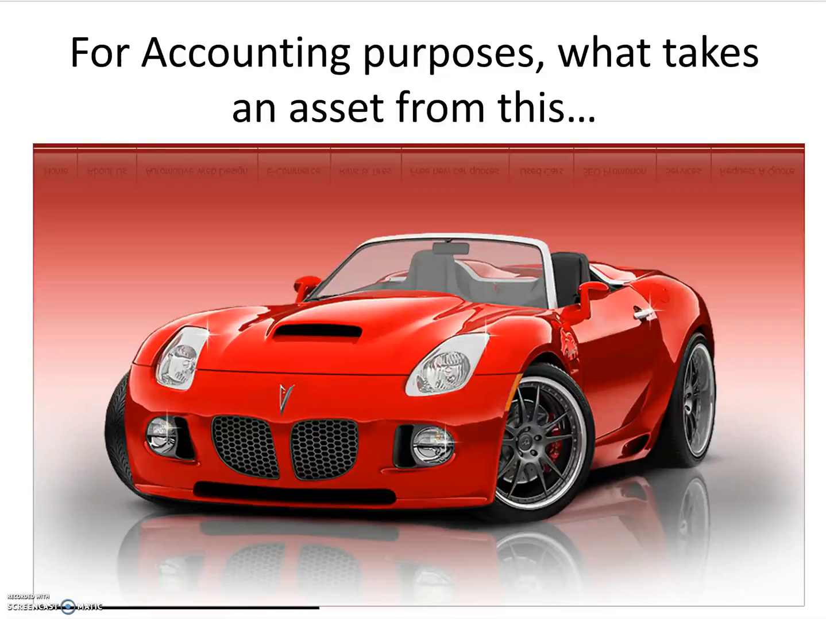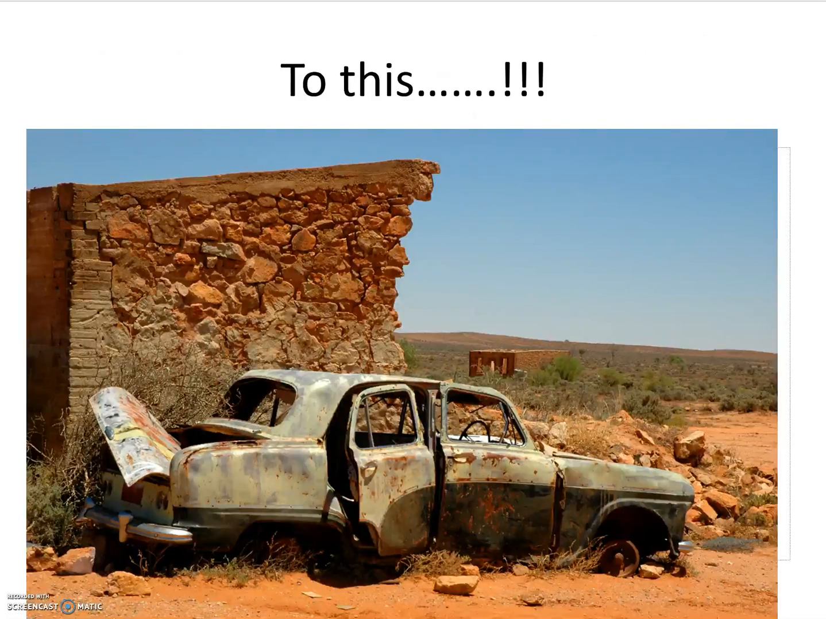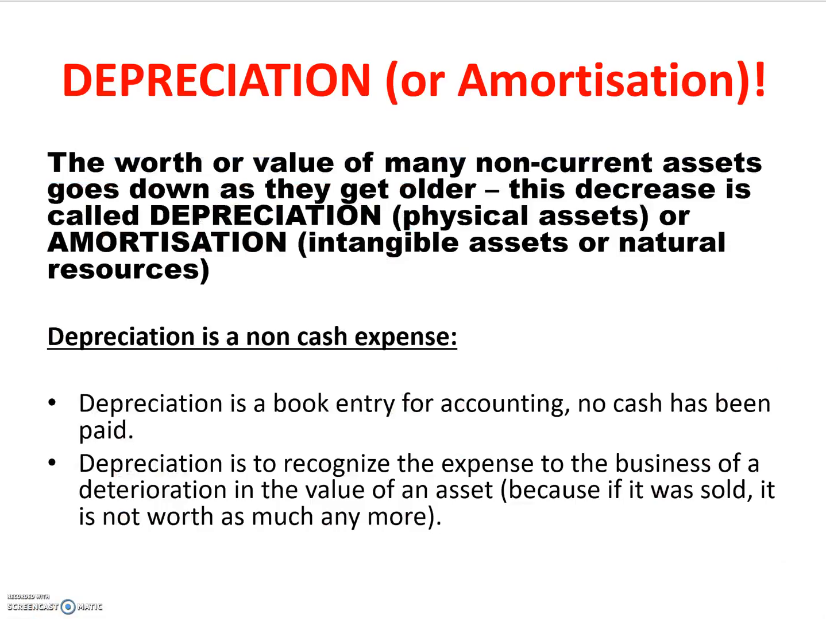So what we're going to be learning about next in relation to non-current assets is what, for accounting purposes, takes an asset from this to this. So in other words, something with a lot of value to something with clearly not very much value at all. And that thing for accounting purposes is depreciation. Or you may also have heard the word, and I haven't mentioned it, amortization.